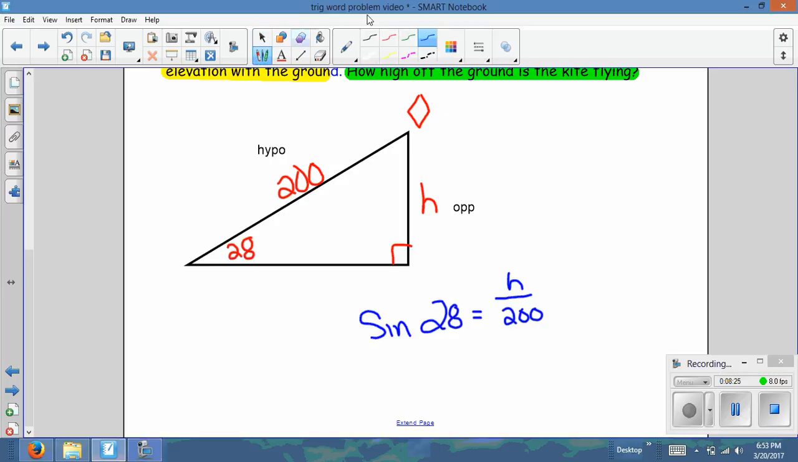Okay, so I'm back. After doing this in my calculator real quick, I got around 93.89. It didn't say to round to anything, so I'm just going to keep it at that. And hopefully you agree. I did the sine of 28, and then I multiplied it by 200.